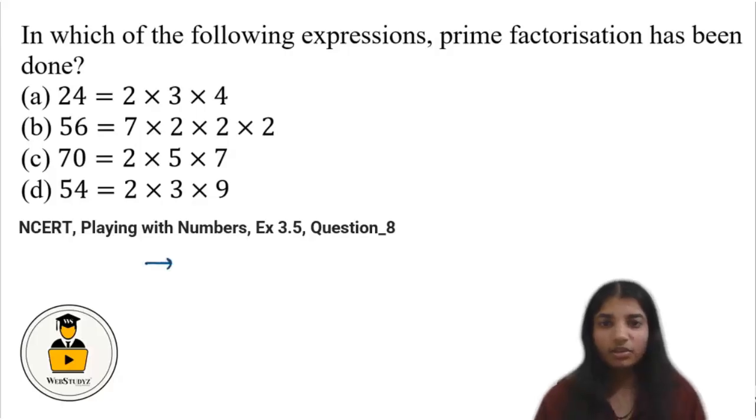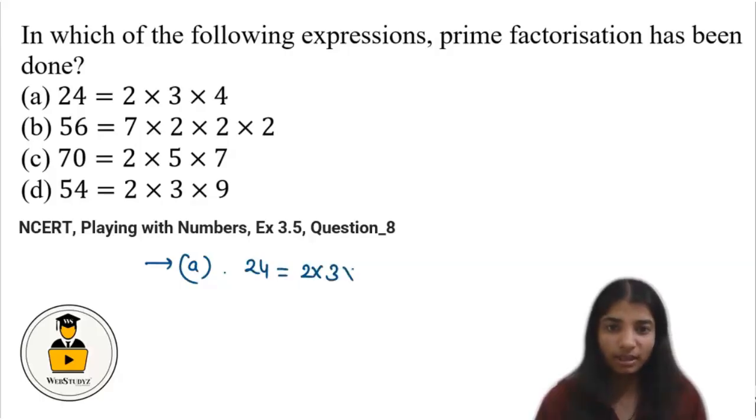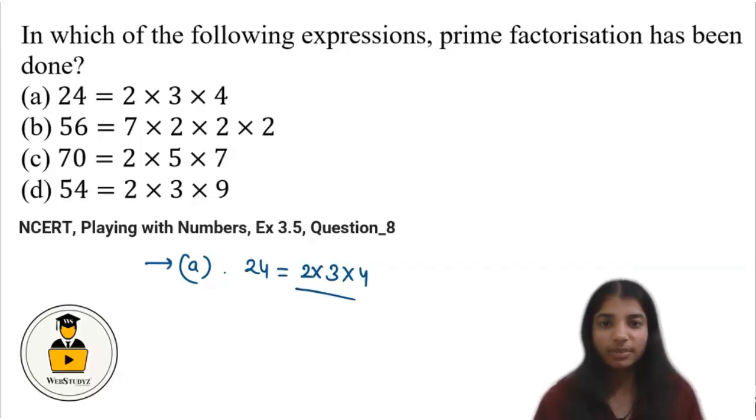Students, let's discuss the question. In this question, we are given that in which of the following expressions prime factorization has been done. So let's start with part A. In part A, we are given that 24 is equal to 2 multiplied by 3 multiplied by 4. We have to find out if prime factorization has been done or not.